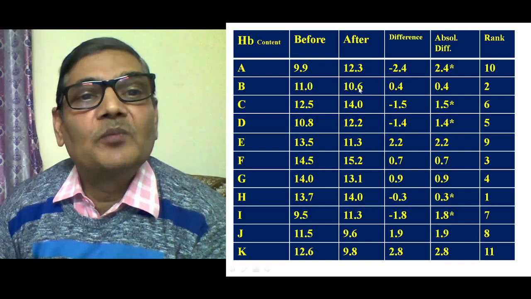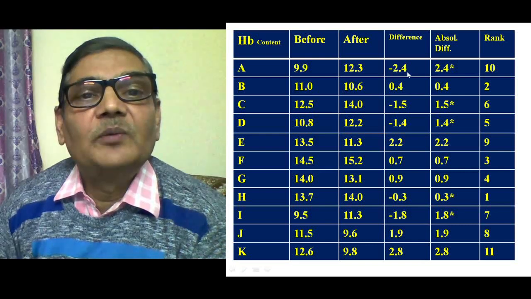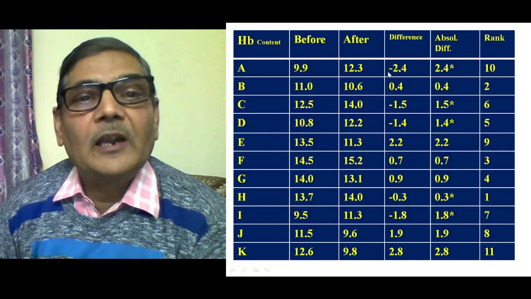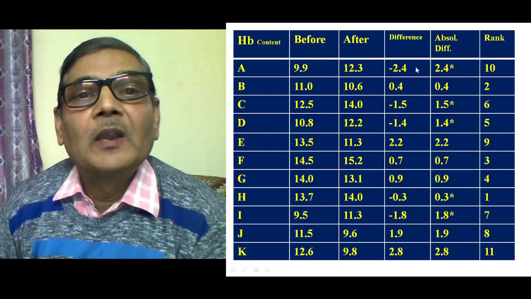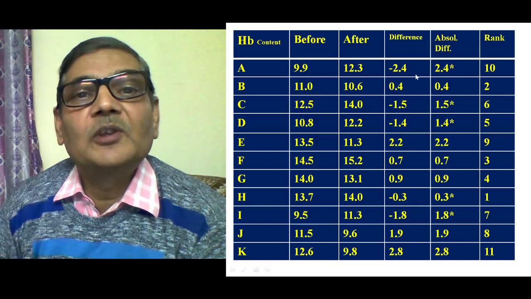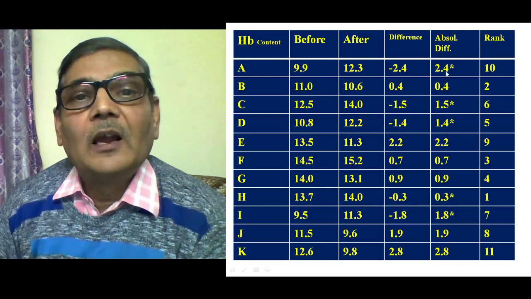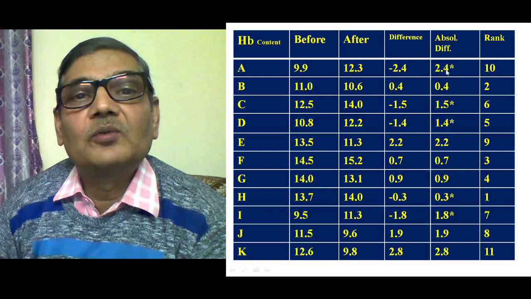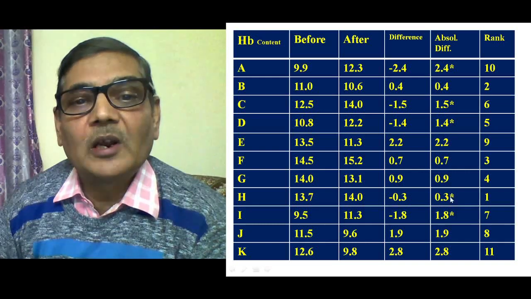Then 11 minus 10.6, it will come plus 0.4. Then 12.5 minus 14, it will come minus 1.5. So this way, we shall find out the difference between these two values. And we have to put the minus and plus sign also. So here simply I have put minus sign. Now then we write absolute difference. Absolute difference means we are not going to consider the plus or minus sign. We have simply changed these values into absolute values. So minus 2.4, it is 2.4. And asterisk I have put just to denote that these values were obtained in minus.